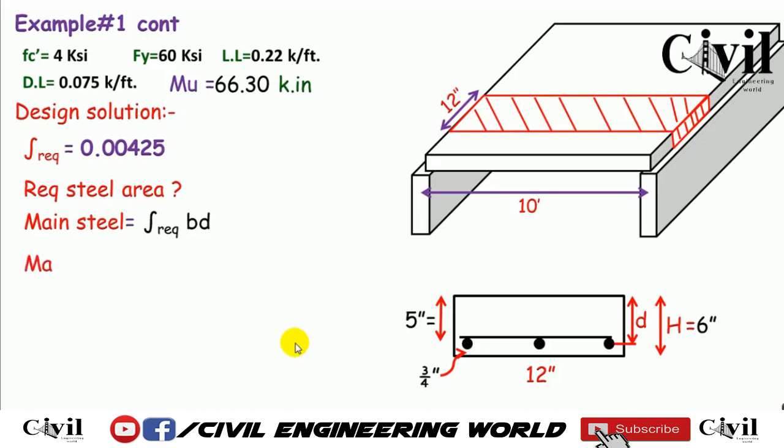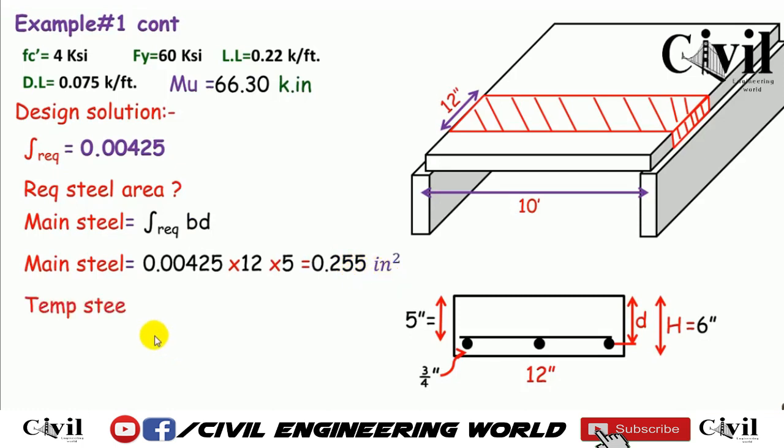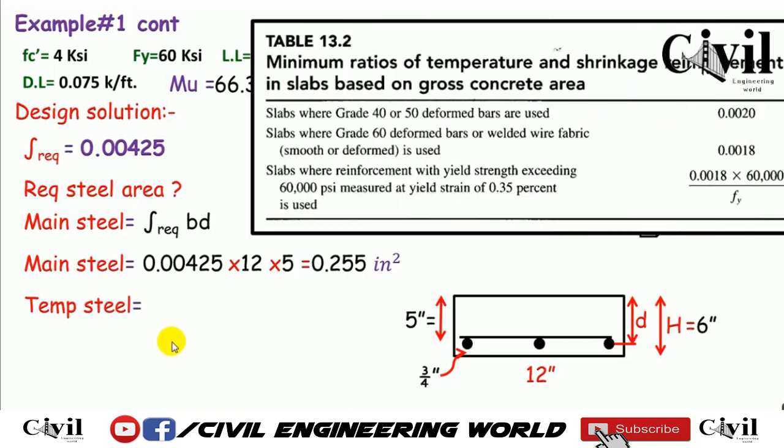So rho is 0.00425 into 12 into 5. The answer is 0.22255 inch square. Similarly, we have to calculate the temperature steel. For temperature steel, we have to go for some ACI code, which is also present in the book. So we are using grade 40 steel.